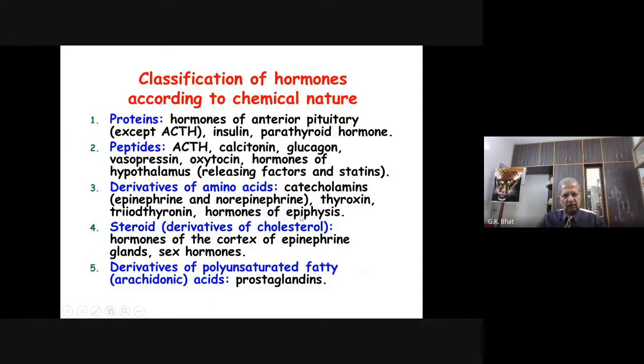Derivatives of amino acids are catecholamines and thyroxine, the thyroid hormones. And these are the steroid hormones. As you know, these steroid hormones are sex hormones and hormones produced by the cortex, right? And of course, this is not the annual syllabus. So that's all about this class.